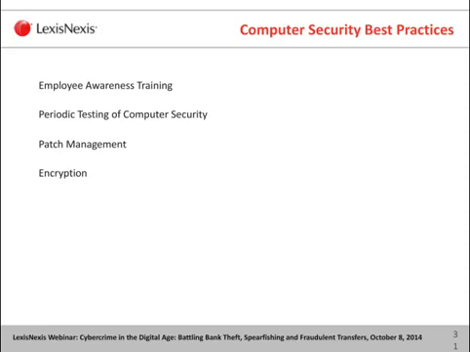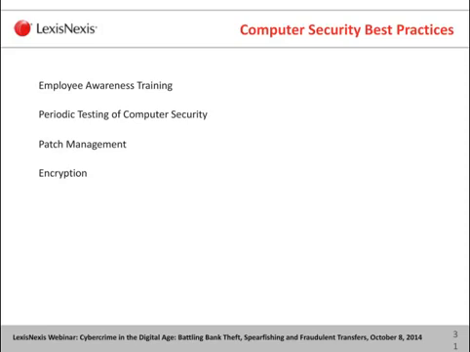The first, from my standpoint, is employee awareness training. Having employees that are aware of the type of things that we're talking about, be careful about clicking on links in emails, be careful about things that look suspicious, be careful about downloading things from the internet, can go a long way to preventing a failure of computer security. Second would be periodic testing of computer security. Computer security isn't a static defense. It really needs to be dynamic.